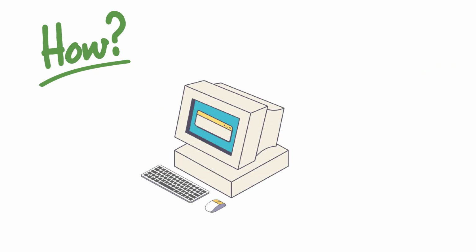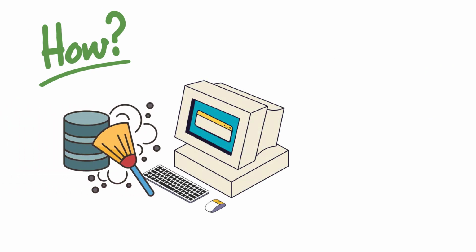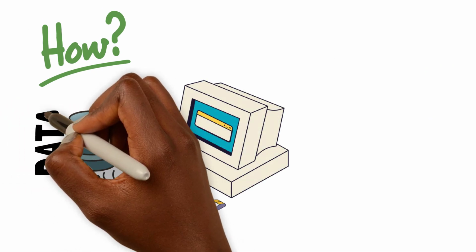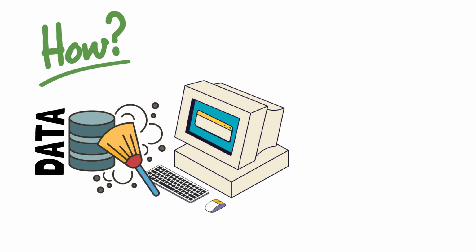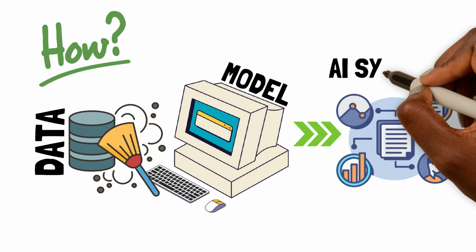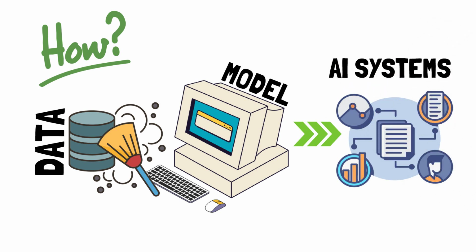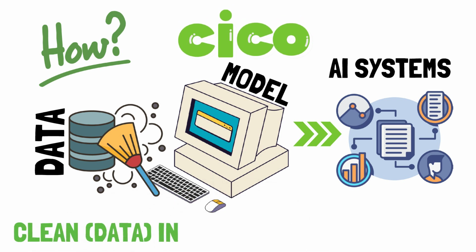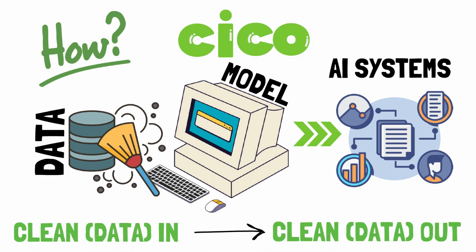Similarly, in the AI world, we make sure our data is clean and error-free. When you give your model good, clean data, you get better results. This is what I call the SQL effect. When you put clean data in, you get clean data out.